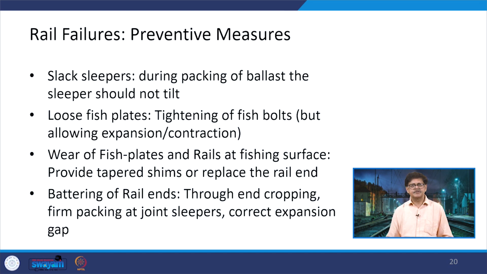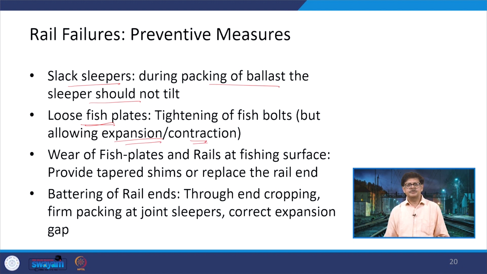Now, what are the preventive measures? The preventive measures are: slack sleepers, which can happen during the packing of the ballast, so the sleepers should not tilt. So, when you are putting the sleepers and packing the ballast, a precaution has to be taken. Loosening of the fish plates can be a problem. So, tightening of the fish bolts is to be done, but in such a manner that the contraction or the expansion which is required with respect to the change in the rail temperature with respect to the implementation temperature should not be a problem, it should happen.